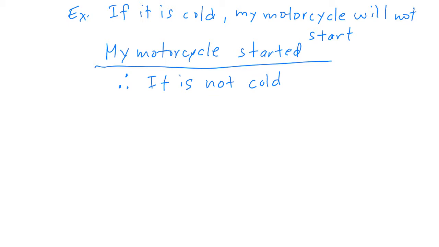Okay, so first we have to assign symbolic letters here. Let P be the first statement, it is cold. And Q would be my motorcycle started.